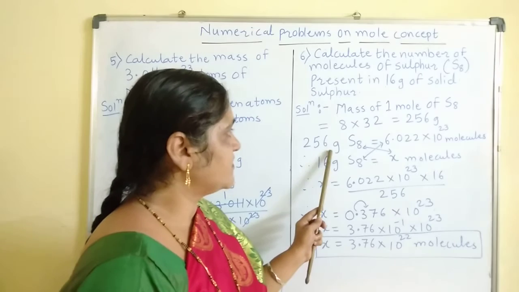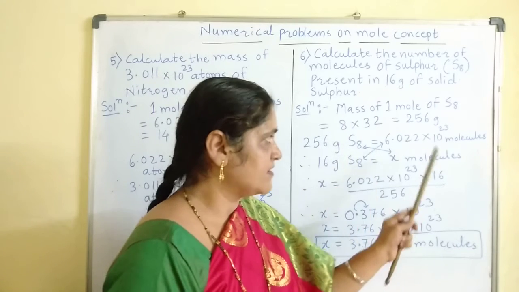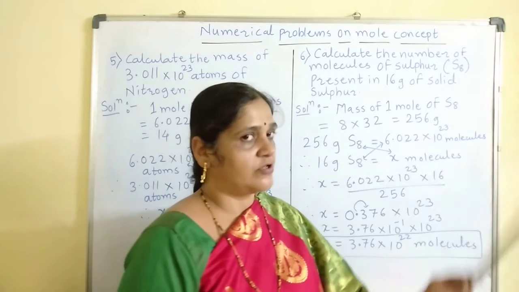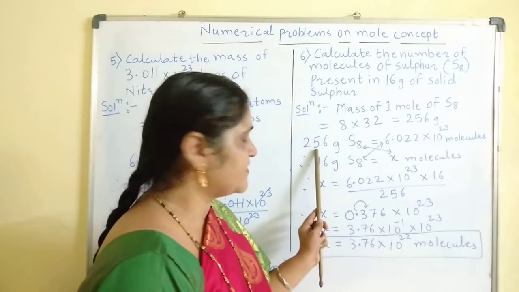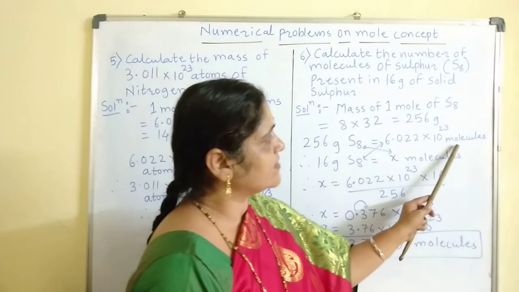Now 256 gram of S8, that is the molar mass of S8, is equal to 6.022 into 10 raised to 23 molecules. So 1 mole of S8 is equal to 256 gram is equal to 6.022 into 10 raised to 23 molecules.